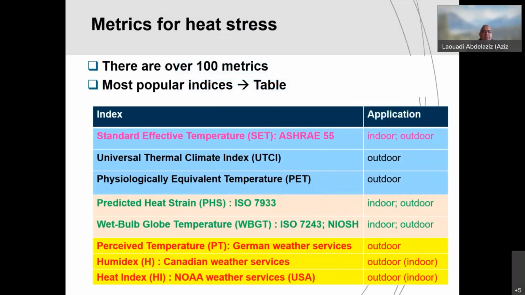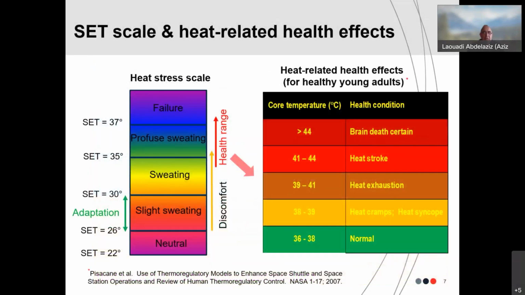Metrics for heat stress. There are over 100 metrics, but the most popular ones are shown in this table. And in our work, we have selected the standard effective temperature, which is also adopted in ASHRAE Standard 55. The scale of the standard effective temperature is shown in this figure here. Values between 22 and 26 correspond to thermal neutrality, and values between 26 and 30 degrees correspond to slight sweating or to a slightly warm thermal sensation.